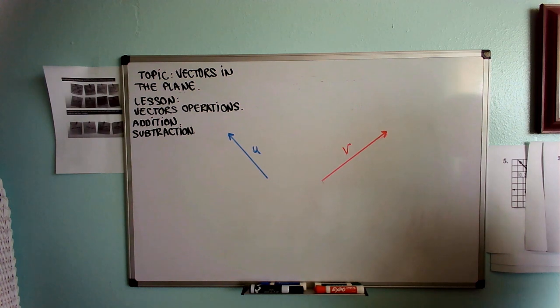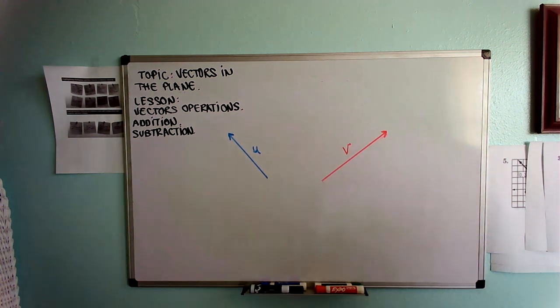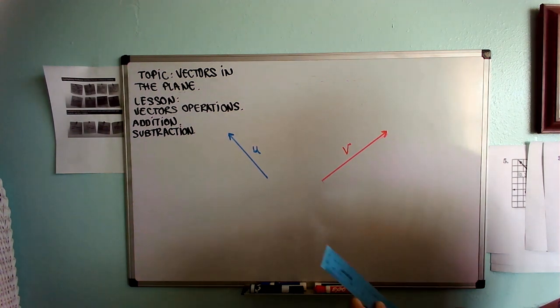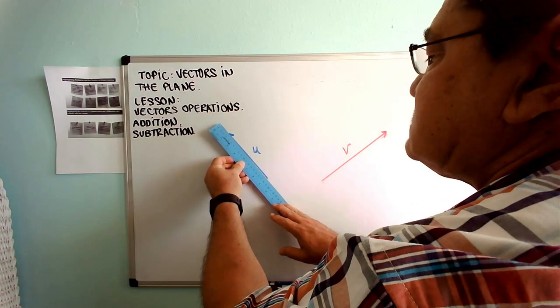So for example, we have the vector u and vector v. What we are going to do is the addition of those two vectors first. We can get either the vector u or the vector v, and we are going to draw the line where the vector u lies on.